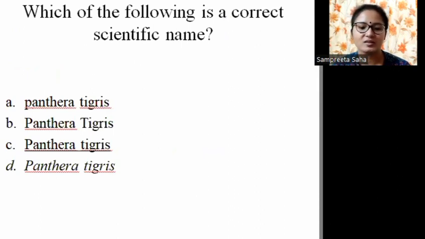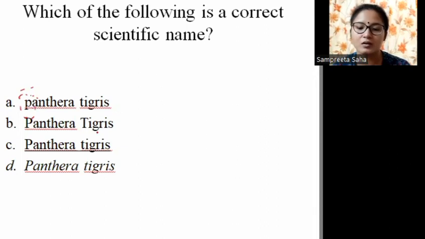Now let us take a few questions to check your understanding. Just now I've discussed the rules of the nomenclature. So can you identify which of the following is the correct scientific name? Work with me. First one is panthera tigris. The rule said the first letter of the genus should be in capital, but this is in small. Another flaw is that the names are not in italics. When it is in print form, it should be in italics, and when it is handwritten, it should be underlined separately.